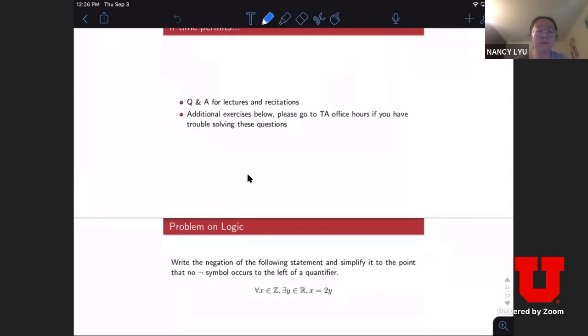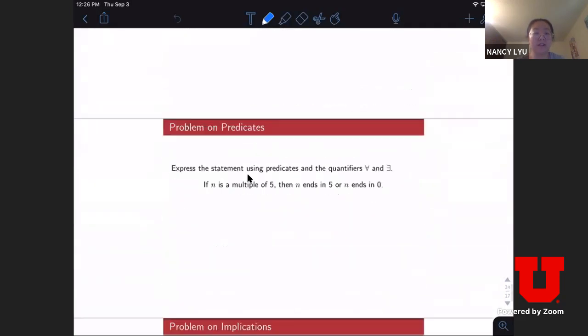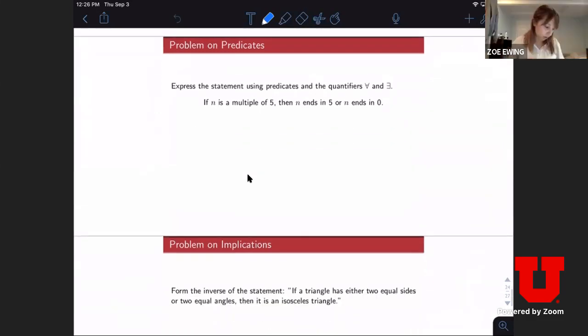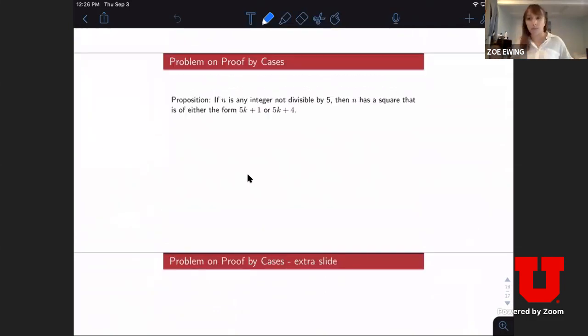We could do the proof by cases first and then see if we have any time left. Was it up here? Proof by cases. Yes. Okay. So this one is probably a little bit more tricky, but it is good practice. The hardest part of this one is just figuring out what the cases are going to be, because we've got that if n is any integer not divisible by 5, then n has a square that is of either the form 5k plus 1 or 5k plus 4.